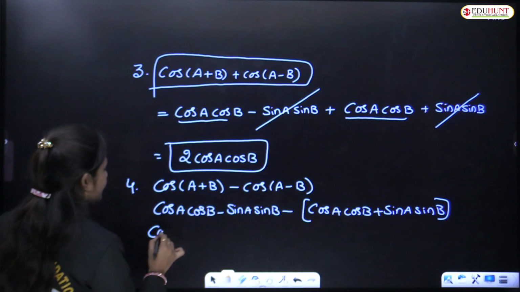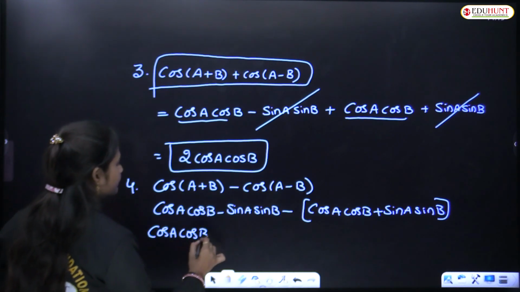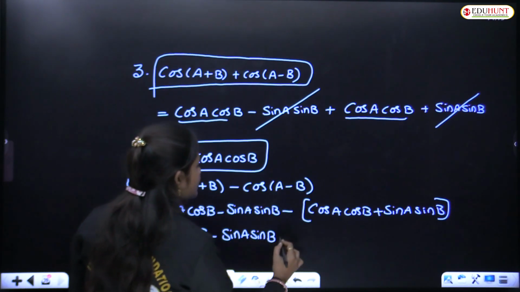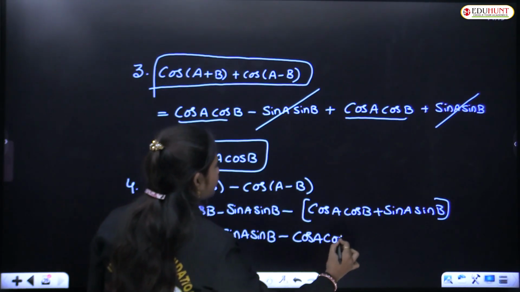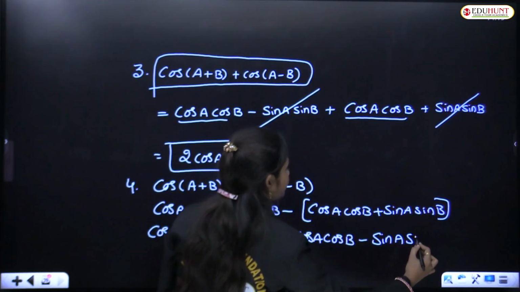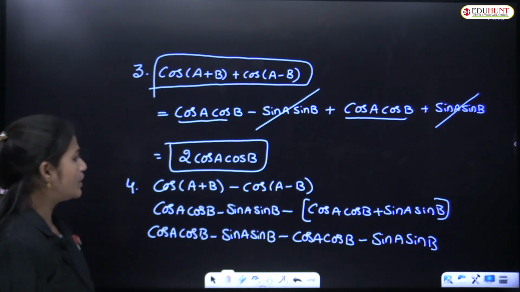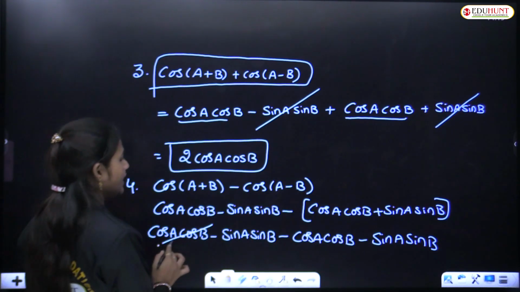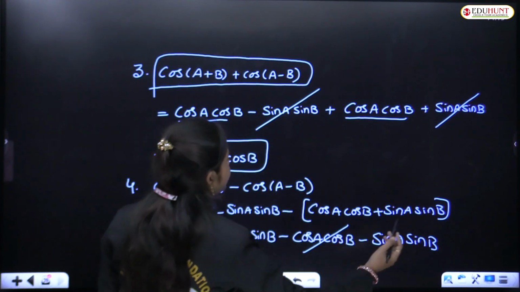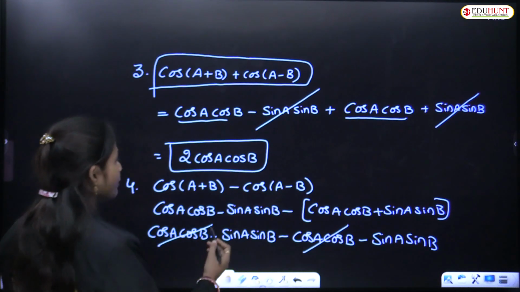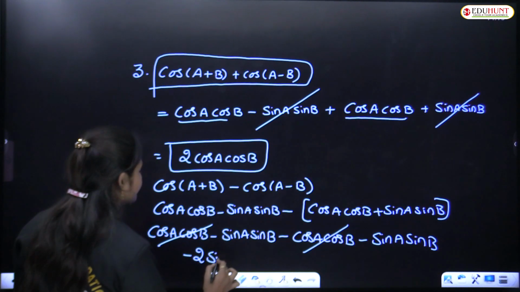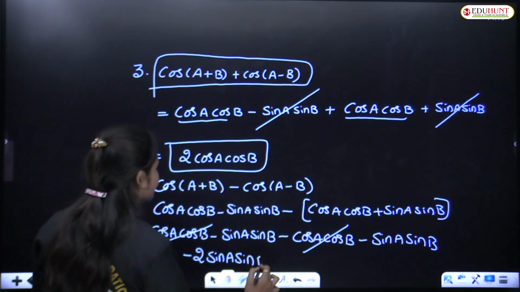Okay, so simplify this. Cos A cos B minus sin A sin B, and here minus into plus is minus cos A cos B, and here minus into plus again minus sin A sin B. Okay, so here any cancellations? Yes, cos A cos B, and here minus cos A cos B. Okay, and here minus sin A sin B minus sin A sin B, 2 times, also a negative value there. So minus, and here addition we are doing now. So minus 2 times of 2 sin A sin B.